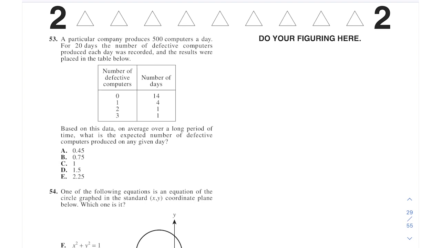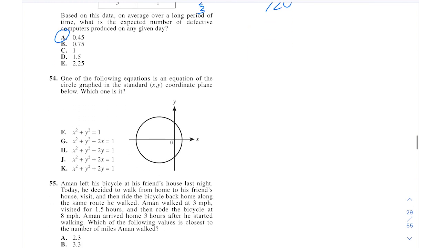So here, this is like a weighted average type question. Multiply these out. That's 0, that's 4, that's 2, that's 3. So 6 and 3 is 9. Over 20 is like 0.45. So it's less than 1 a day.